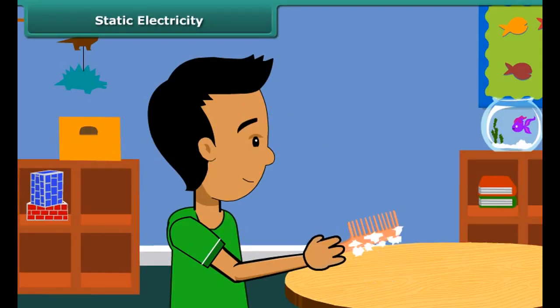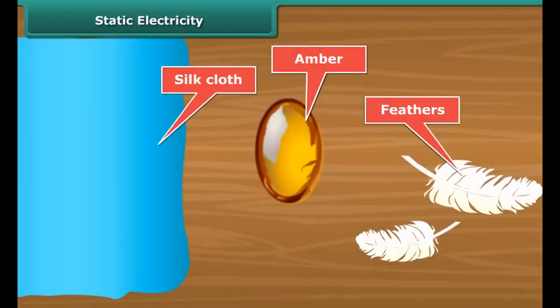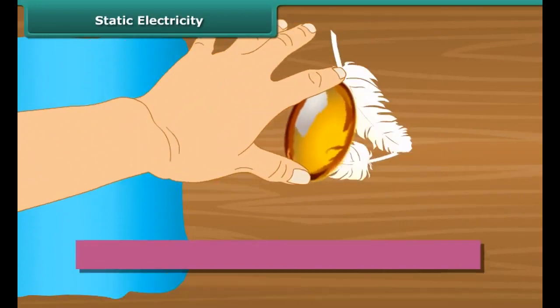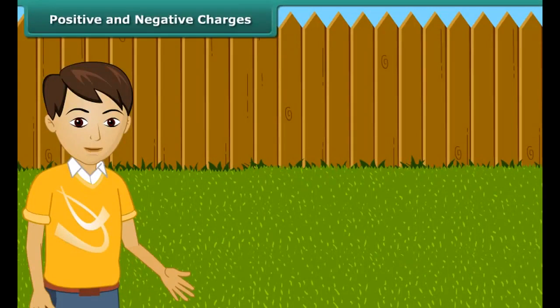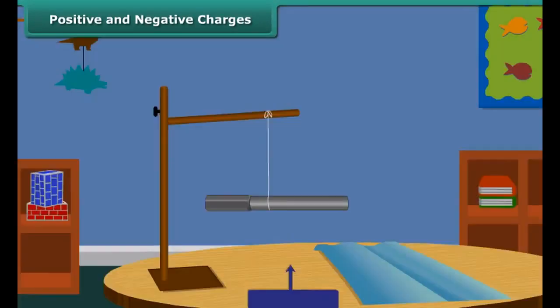When we comb our hair with a plastic comb and take it near the small pieces of paper, the paper pieces are attracted toward the comb. We then say that the comb is charged with electricity. This was first noticed by a Greek man named Thales over 2,500 years ago. Thales found that amber attracted tiny feathers after it was rubbed with silk cloth. This was due to static electricity. The origin of the word electricity comes from the term electron.